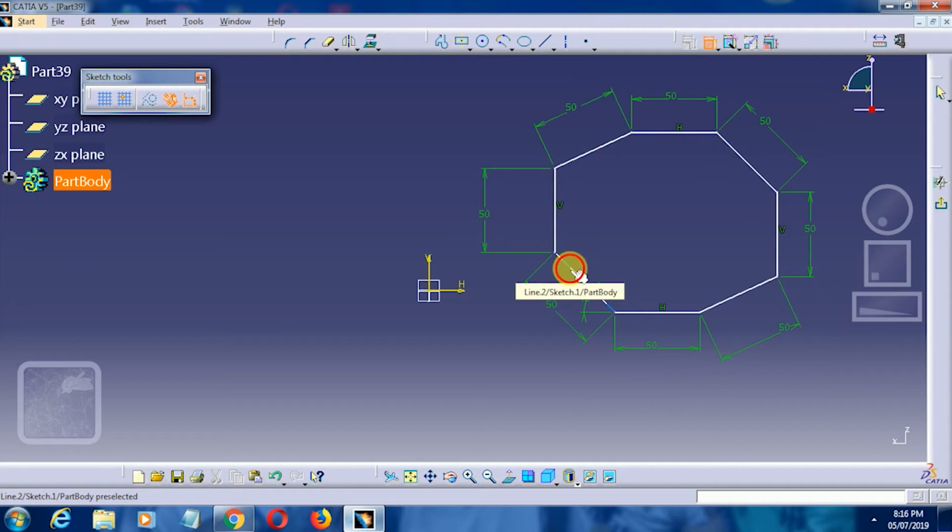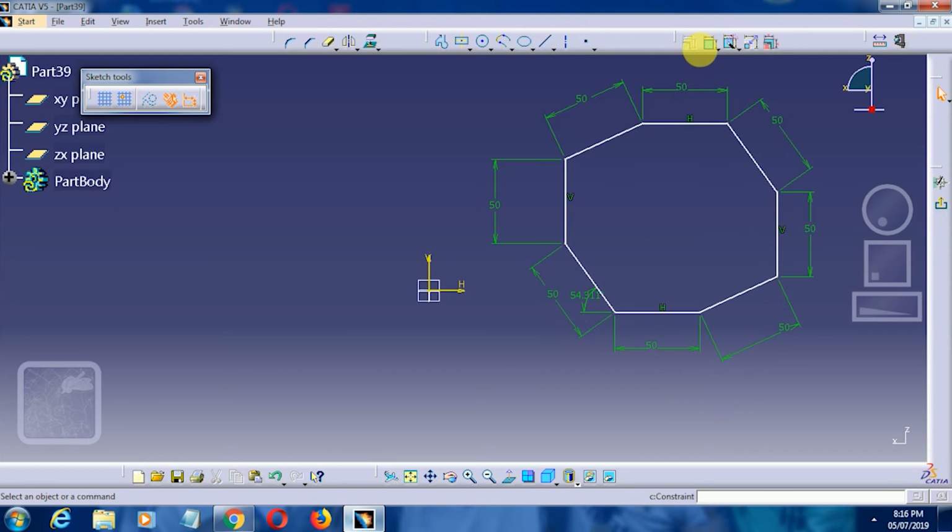Similarly, the angle between this side and this side will also be 45. Now, why it is over constrained, that is represented by a violet dimension, because this line is already 90 degrees, and 45 plus 45 will indeed be 90 degrees. So this line doesn't have to be constrained.